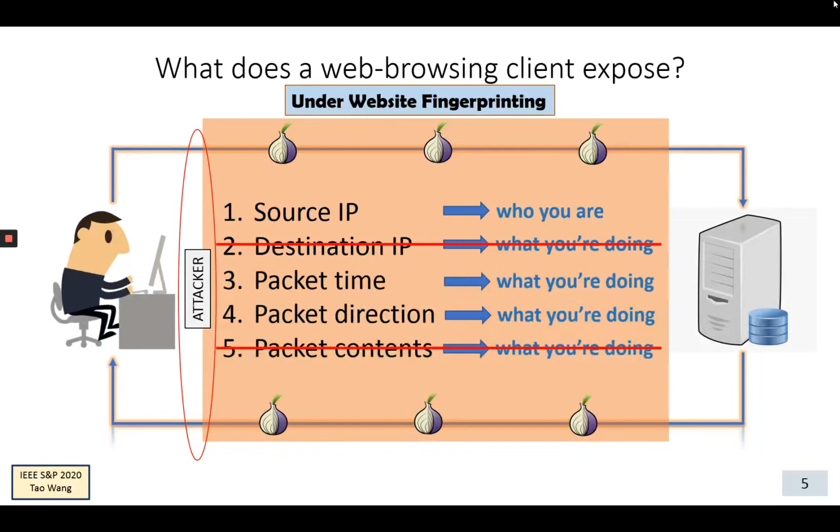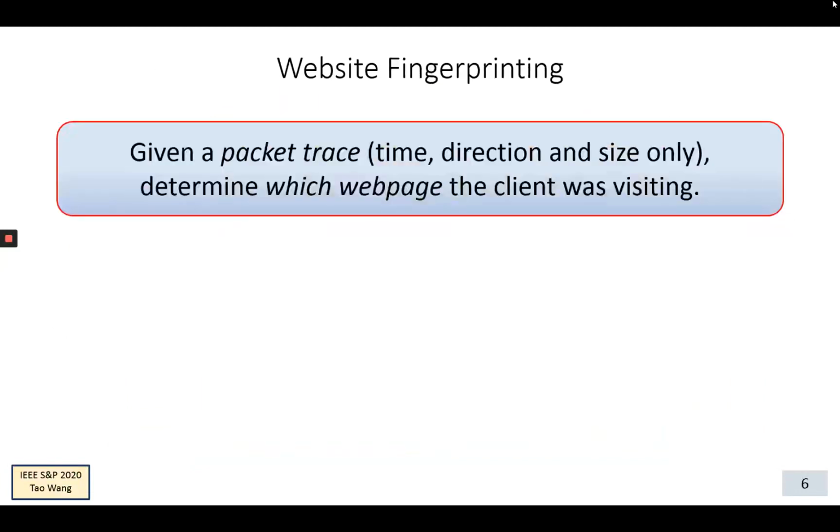So the reason why this works is essentially because websites are structured differently. At its most basic level, if you have a very large website, of course, the packet trace would be longer, but also because of how browsers load web pages, which is quite logical, it turns out that web pages have quite unique patterns which can be distinguished from each other. So another way to rephrase the website fingerprinting problem is, given a packet trace, which only includes the time, direction, and sizes, determine which web page the client has been visiting.